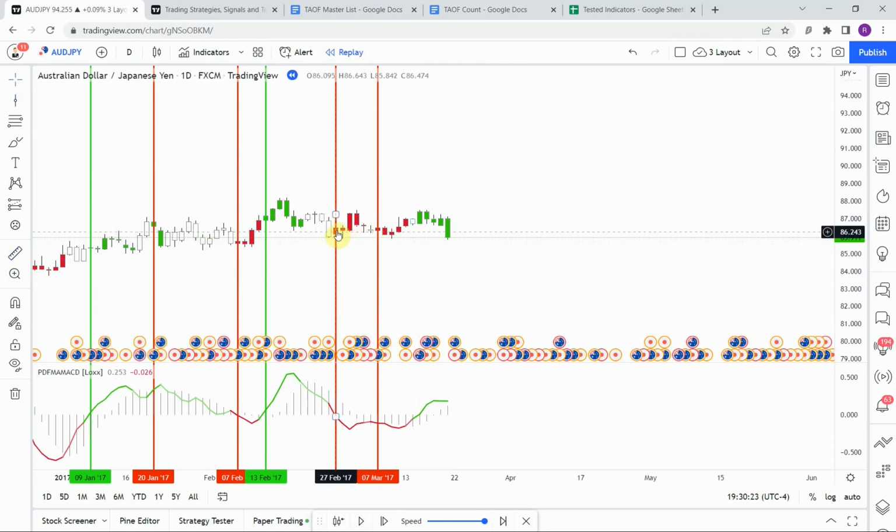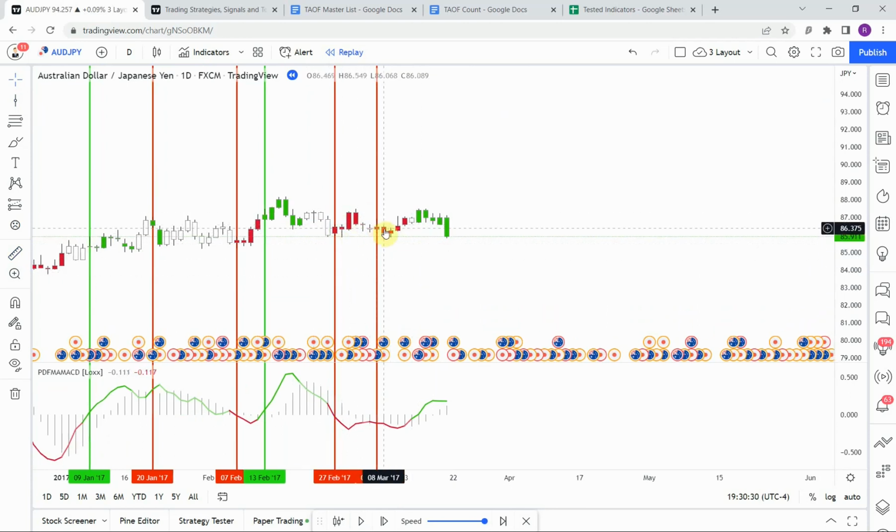All right, we then pick up a short right here. We get that red coloration in the bars and immediate spike to the upside. So that does come up and stop us out. And then pick up another short right here.